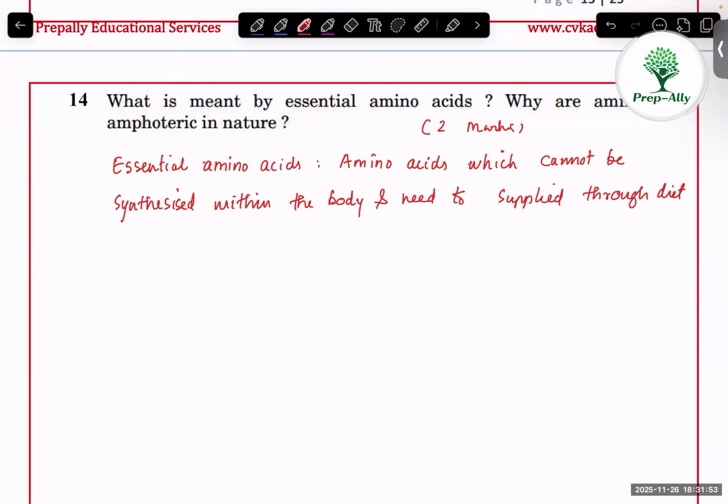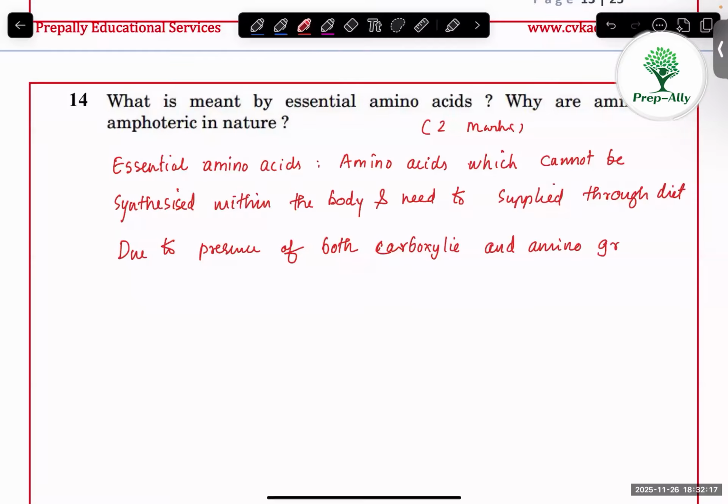Now the next part: why are they amphoteric? You can answer in two ways. First, due to the presence of both carboxylic and amino groups. That is also a good way to answer.